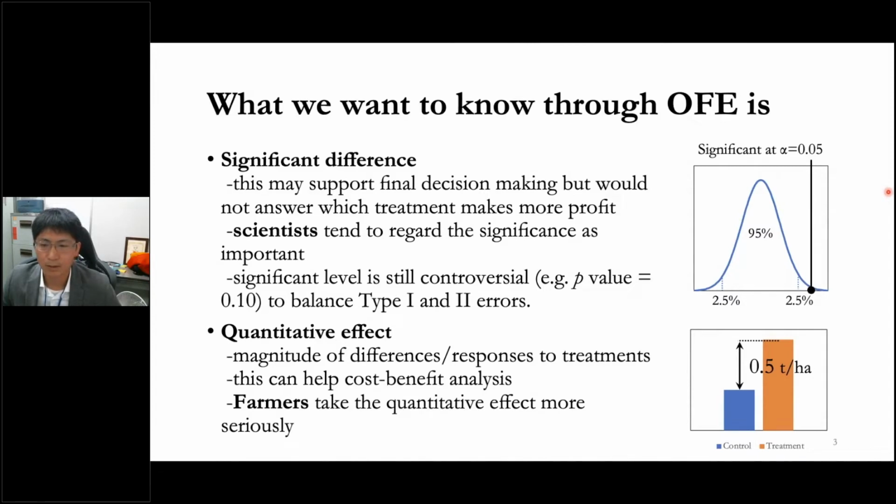Now, significance tests alone would not provide information on whether the tested treatment is economically beneficial. So what farmers and practitioners want to know is the quantitative effect. For example, it can tell us how much grain yield could be improved by the treatments. It's meaningless for farmers if the cost of the inputs is higher than the profits, although the treatment significantly improved the crop yields. So we have to remember that not only the significance, but also the precision of the quantitative effects should be paid attention to.